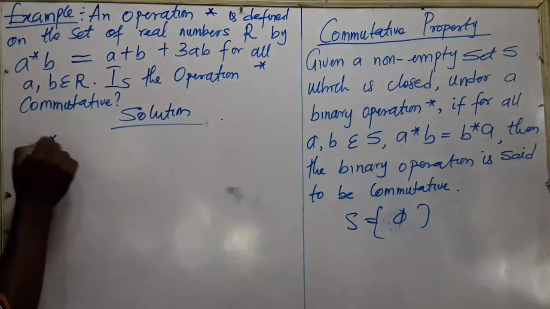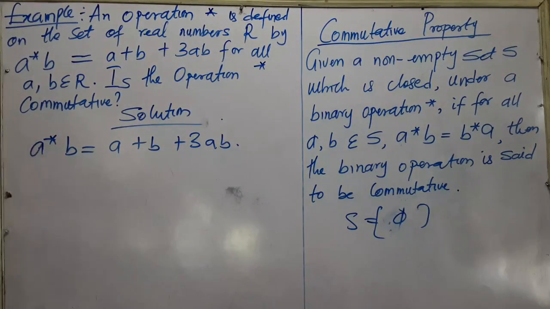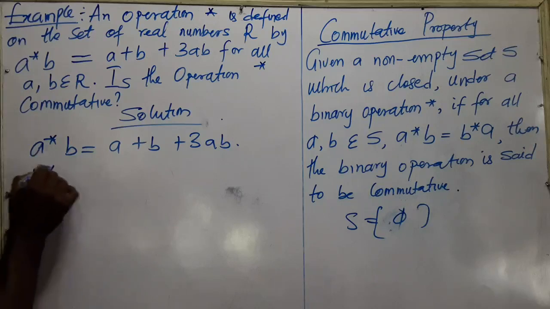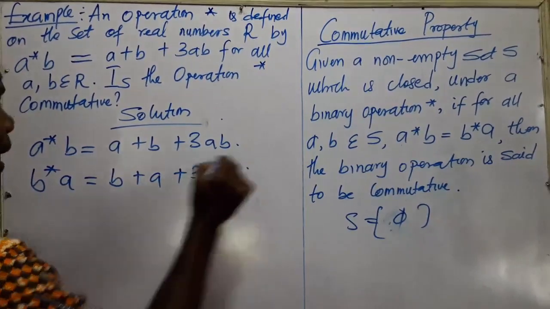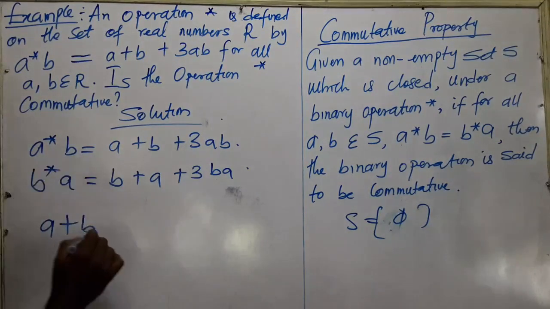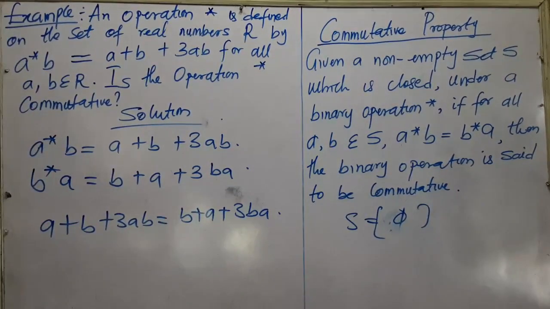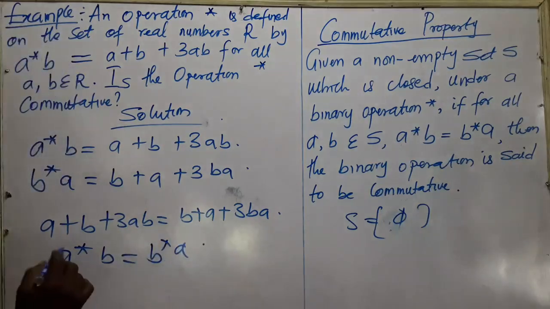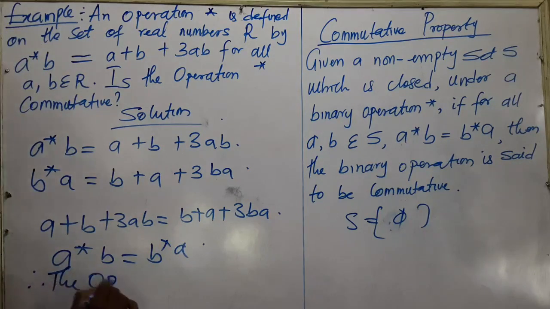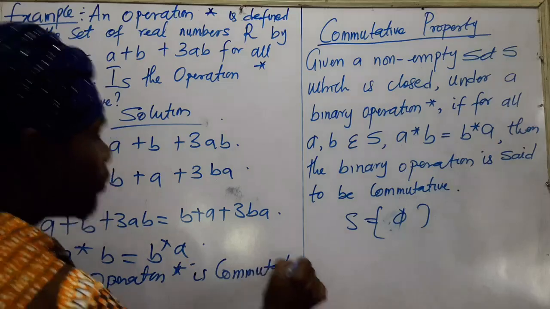We have been defined the operation to be A plus B plus 3AB. Now, if we change the variables, for example B operation A, it will give us B plus A plus 3BA. And recall that A plus B plus 3AB is equal to B plus A plus 3BA. So if this is equal to this, it shows that A operation B is equal to B operation A. Therefore, the operation is commutative. So that is the meaning of commutative.